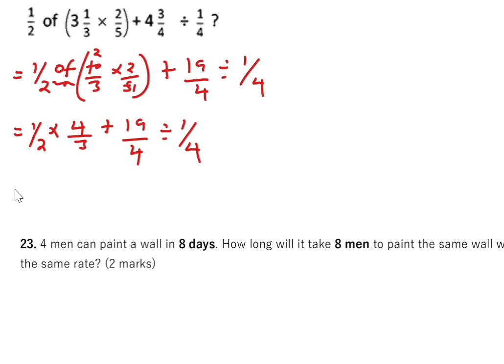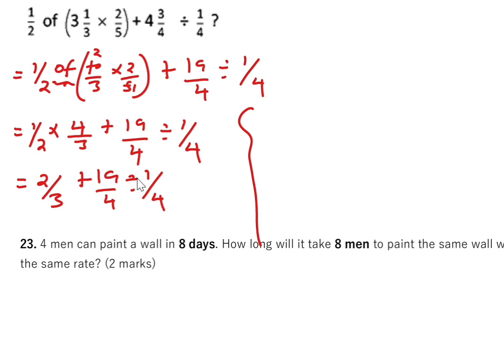So 2 by 2, 1 by 2, 2. We multiply, you get 2 over 3 plus 19 over 4 divided by 1 over 4. We continue on the right. So the next step is to divide, start with division.